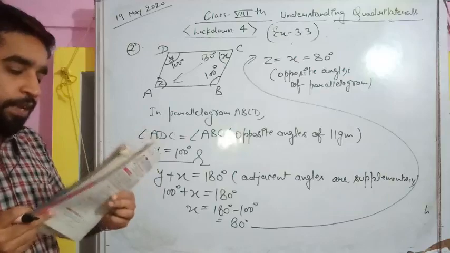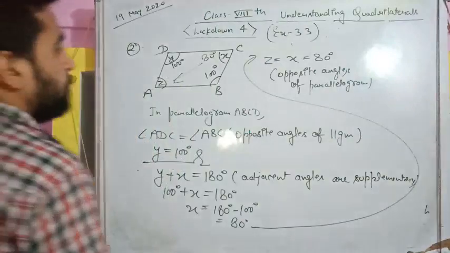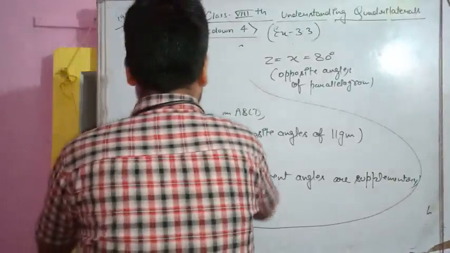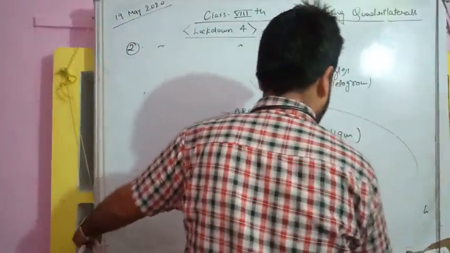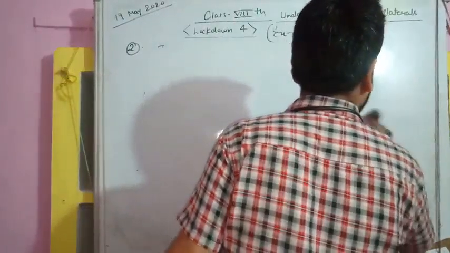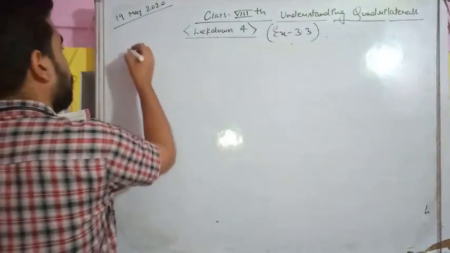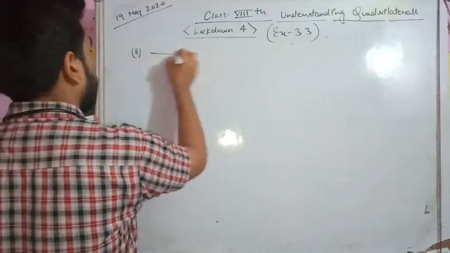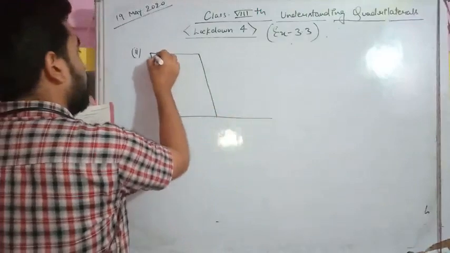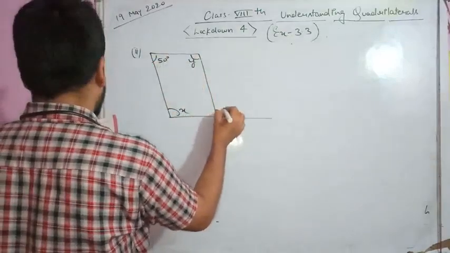Now let us solve further questions. So firstly I have to erase this. I hope you understood. So students, the second part we are going to solve. This angle is given to us as 50 degree. This is y, this is x, this is z.